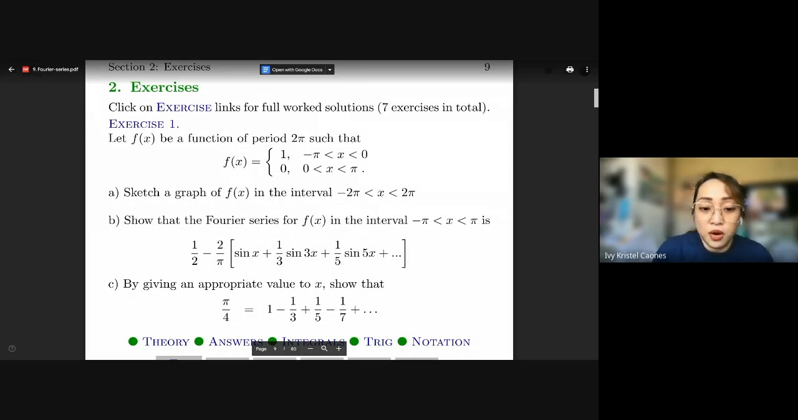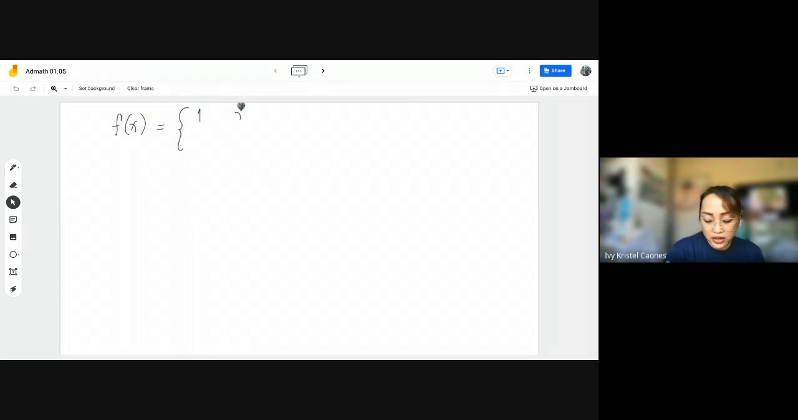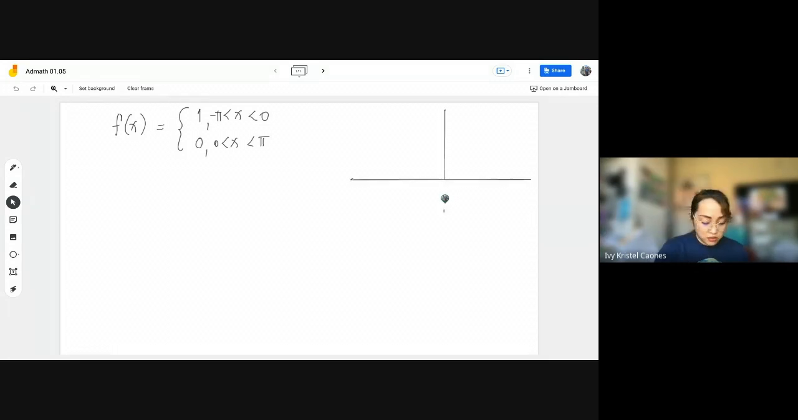By giving an appropriate value for x, we are looking for the value of x where your Fourier series will be true. So we are going to have a function of x that will have two conditions. One, whenever your x is greater than negative pi but less than 0, and 0 when your x is greater than 0 but less than pi. So we have to plot the graph for us to be able to know the behavior of that signal.